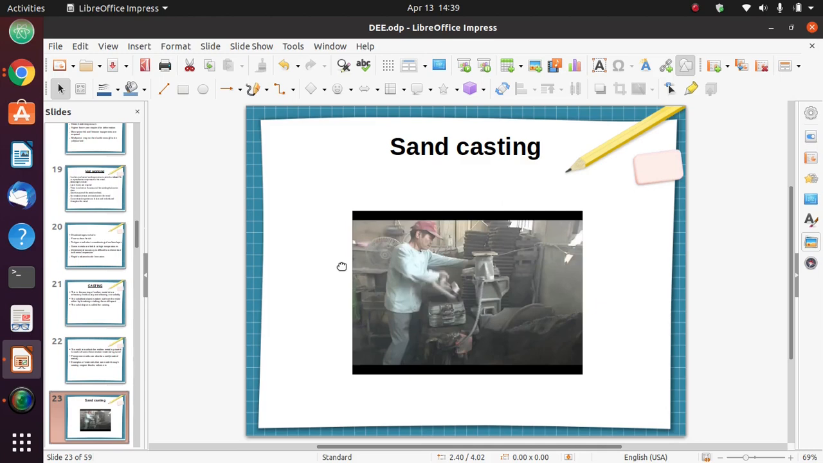Umeona vile ambavyo amechukua mchanga akaweka kwa sanduku. There is a shape. Let's say if I want to make a shape here, a bottle, I will make that shape and then place it in that sanduku. Then I will pour sand on top of it. Ram, ninafinyilia hiyo mchanga mpaka hiyo shape ya sanduku ya chupa imetokea kwa hiyo mchanga.